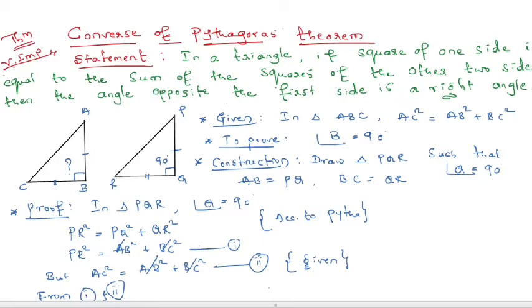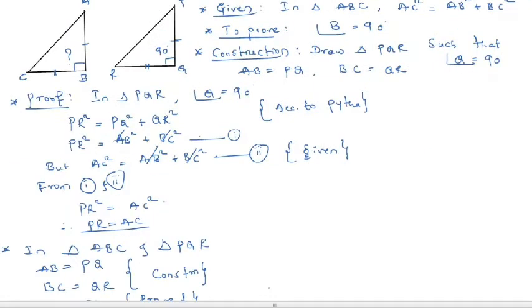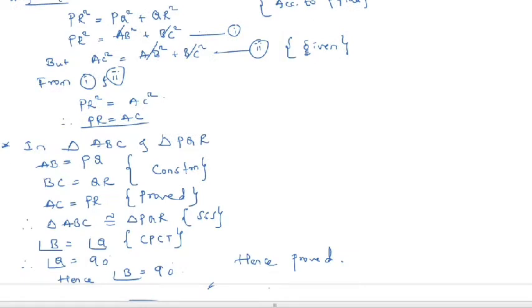From equations 1 and 2, the same terms cancel. What remains here? PR square is equal to AC square. So, the squares cancel. What will you get? PR is equal to AC. In triangle ABC and triangle PQR, AB is equal to PQ by construction, BC is equal to QR, and AC is equal to PR, proved above using 1 and 2. So, from these three conditions we can say that triangle ABC is congruent to triangle PQR. It is according to the SSS postulate.